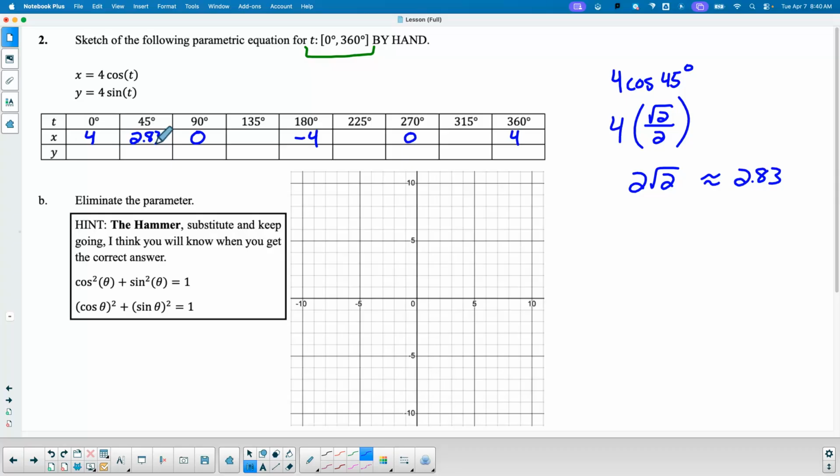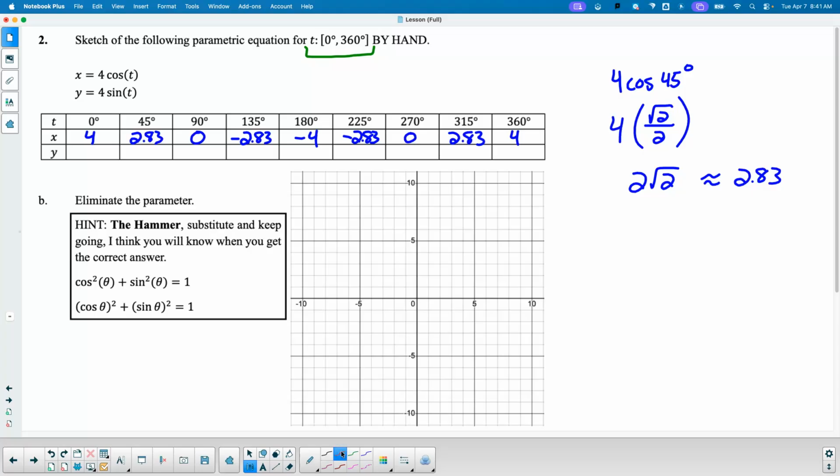At 135 degrees, what is the value going to be? Negative 2.83. At 225 degrees, negative 2.83. And at 315, positive.